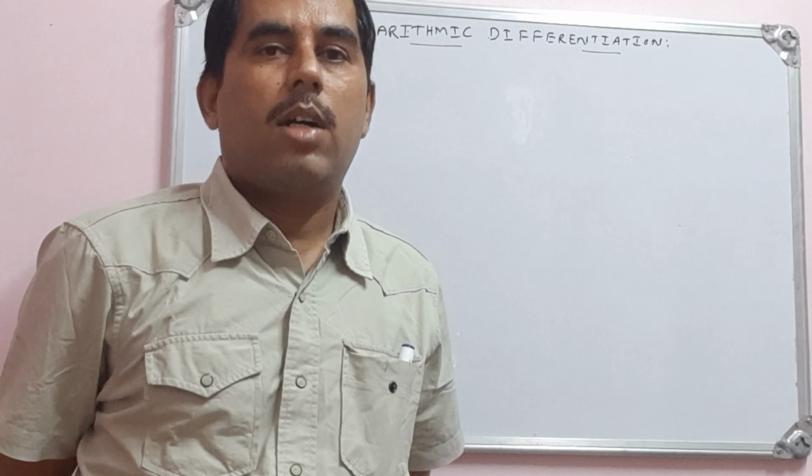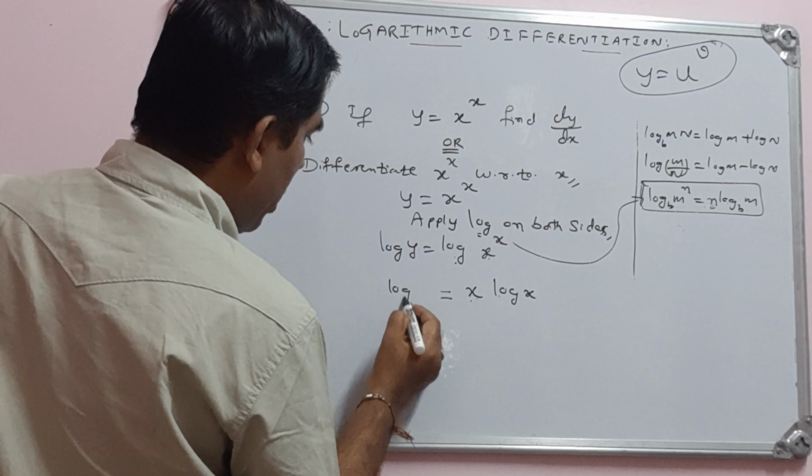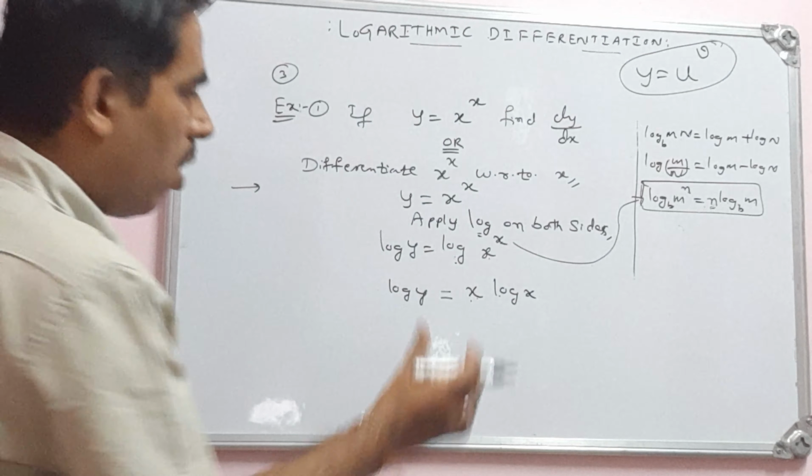I have told you this property: log m to the power of n becomes n log m to the base b. Here the base is not given, so it is understood to be the natural log, base e. We need not worry about this e. According to this law, log m to the power of n is equal to n log m. So log x to the power of x means this power becomes the coefficient, that is x. So x comes here: x log x, that is n log m. Let me keep the left hand side as it is, log y. Now the given function is reduced to this form.